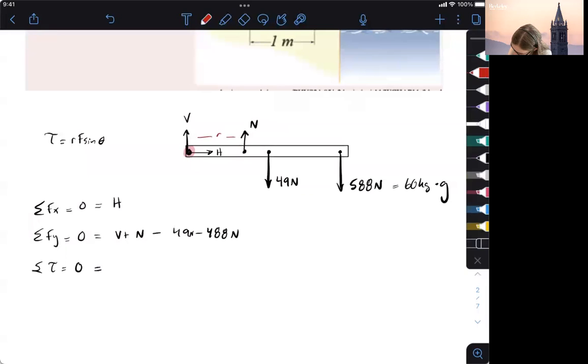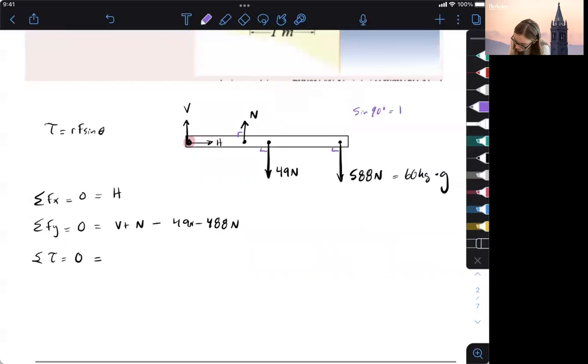This is the R for each torque that we do. Obviously, it's going to be a different length. So we're just going to take the distance for R, the force for that F, and then sine theta is going to be the angle between the R distance away and the force itself. In this case, it's 90 degrees. So for all of them, they're just going to turn into RF, because sine of 90 degrees is 1.